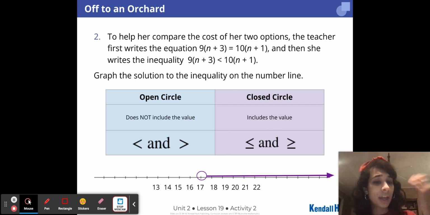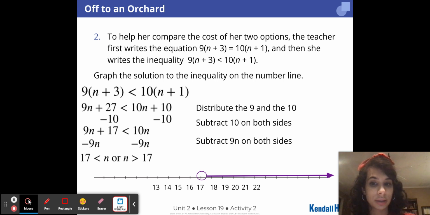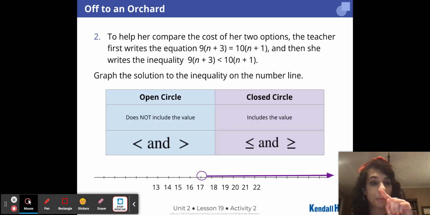And so a closed circle would mean I'm including the value, so something that is greater than or equal to, or less than or equal to. So your brother is greater than or equal to 10 years old. And so we're including that value, and so we use a filled in or a closed circle. In this case, we're using an open circle because n is greater than 17. So I'm going to draw an open circle and then draw an arrow going that way. This is a nice key for you to have if you want to create a little table for yourself in your guided notes as well.